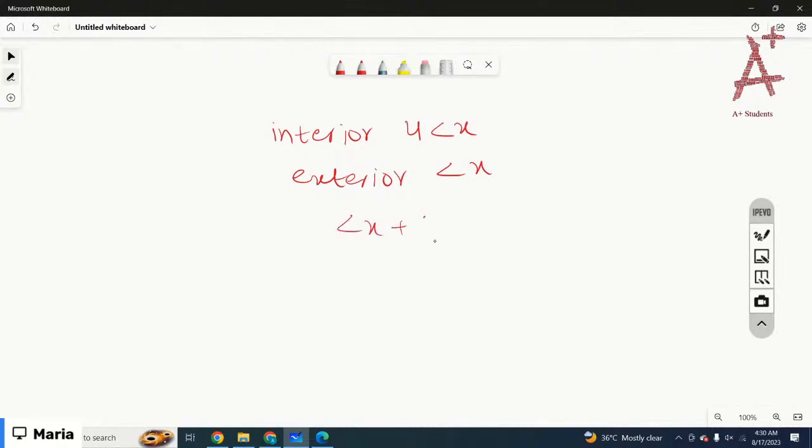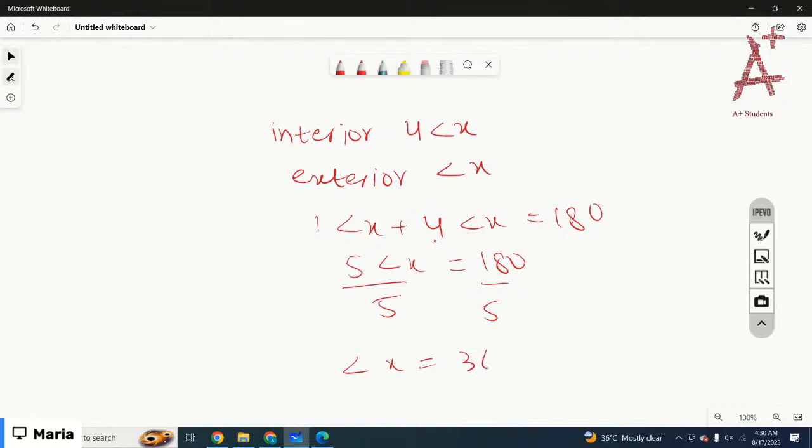So we know that the angles on a straight line sum to 180 degrees, right? So 4x plus x is 180. Divide both sides by 5. So angle x is 36 degrees, right? And the interior angle is 4 times angle x, so you have to do 4 times 36, which equals 144. You have to draw a parallelogram. You have two angles now. Other two angles are also the same, so it would be 36 and 144, right?